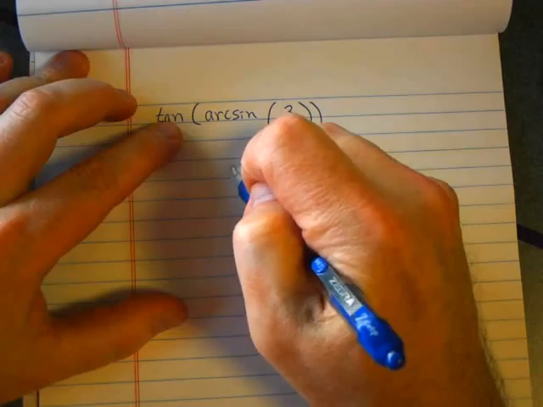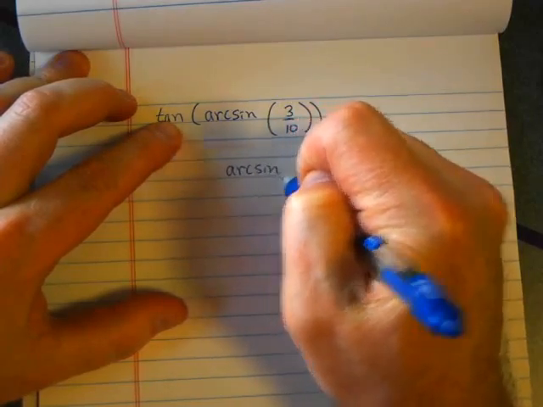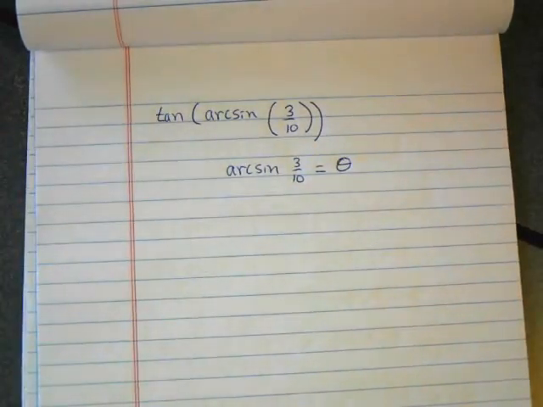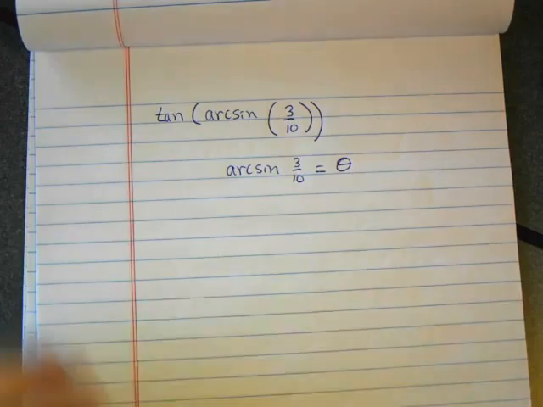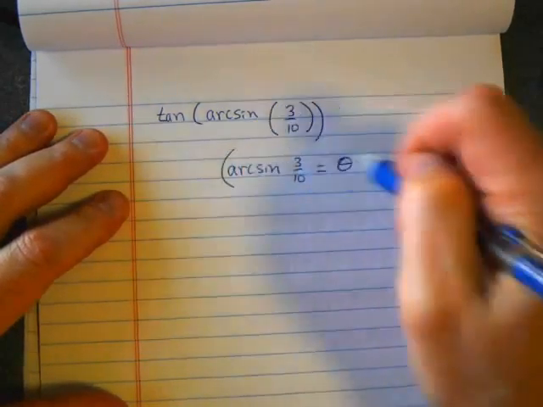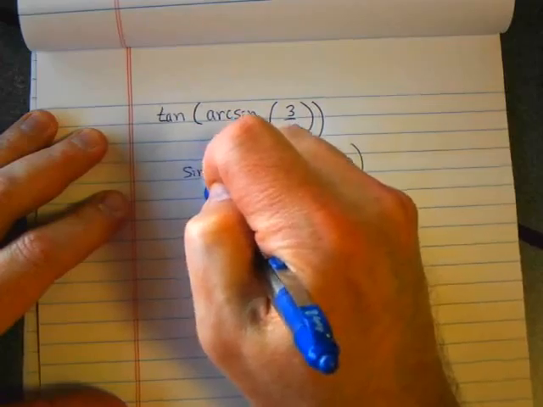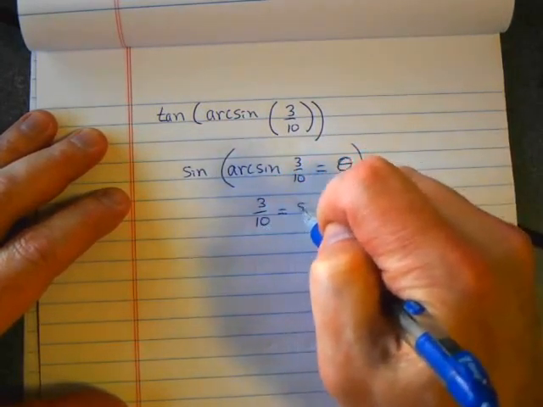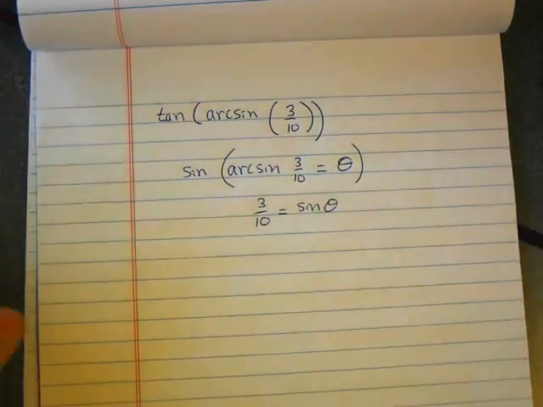All right. 3 over 10, is that one of the special things on our row? No, absolutely not. So it's the same sort of trick. When I do the arc sine of 3 over 10, I don't know what that is, but I know it's an angle. And then I want to get rid of the arc sine. How do I get rid of arc sine? Do sine on both sides. So that gives me 3 over 10 is the sine of theta.